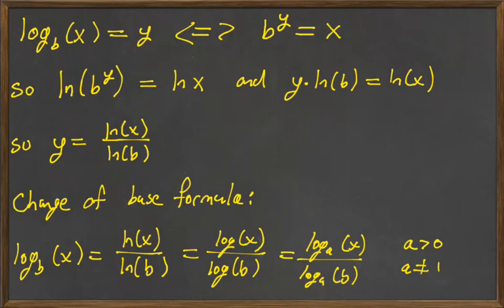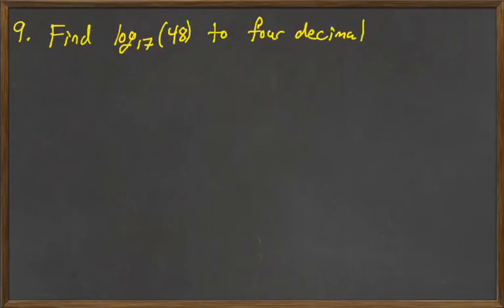Okay. So we'll do one example of using the change of base formula. I'll convert it into natural log. Maybe you can check yourself and convert it into the regular log. So we're going to use the change of base formula here, and we're going to find log base 17 of 48, and we're going to round that to 4 decimal places. I don't want to do 48 decimal places. We're going to just do 4 decimal places.